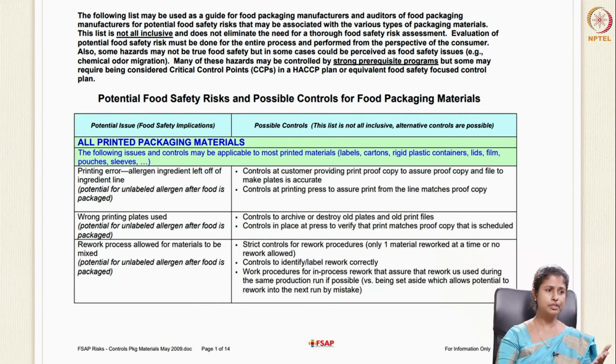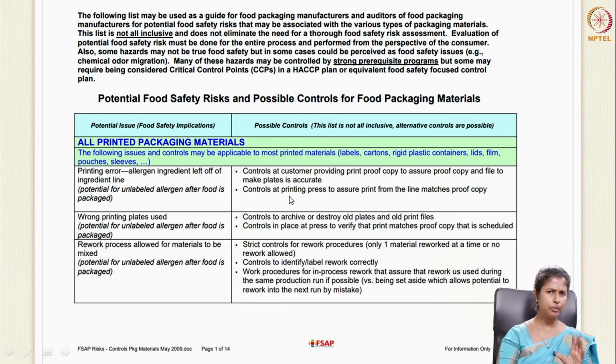A person who is looking out for allergy, if it's left out and they consume it, it's going to cause even a problem for his life. So these unlabeled allergens can come. You can have wrong printing taking place. These are all grave mistakes that can happen in the labels or in the package. So there is a need for inspection. There is a need to control the printing press and see that such errors are avoided.